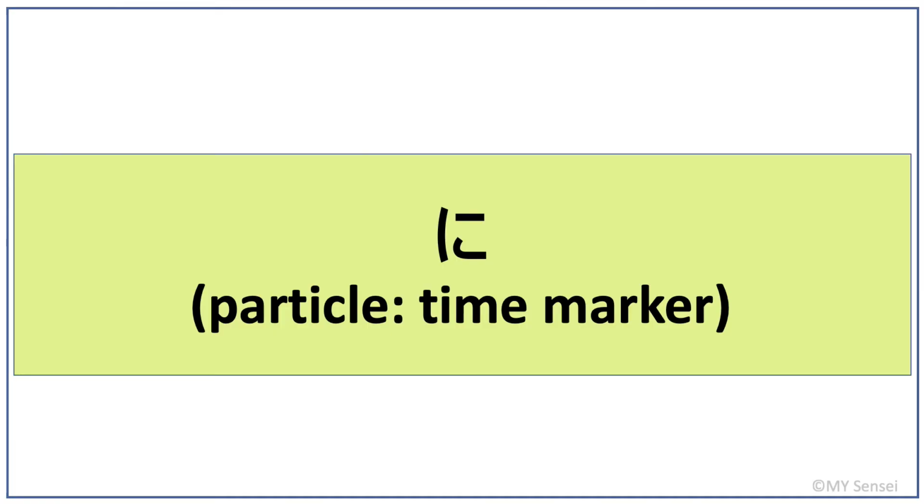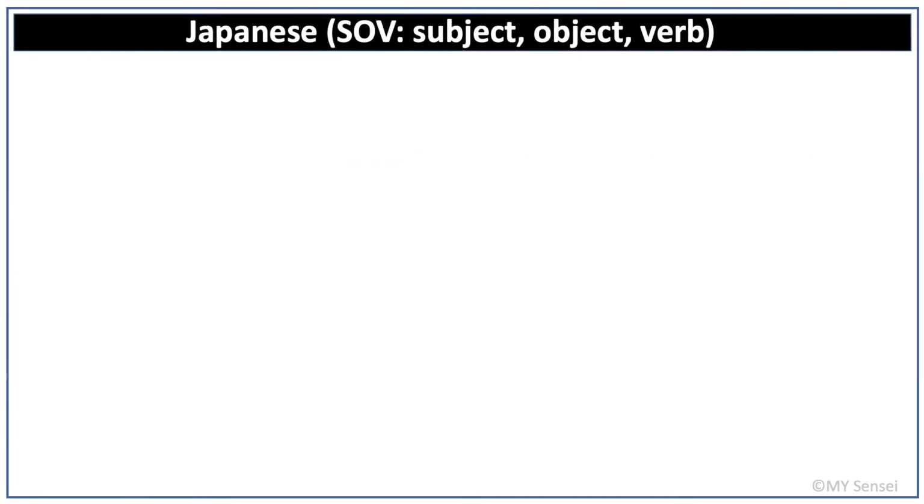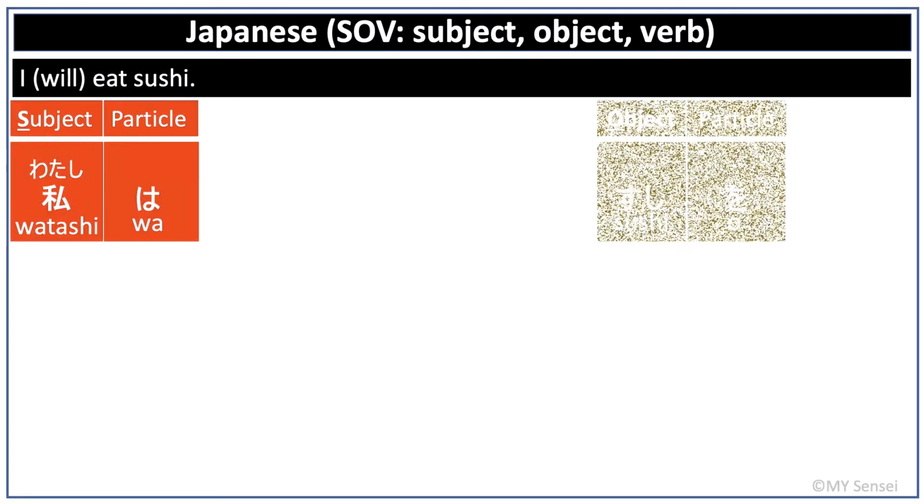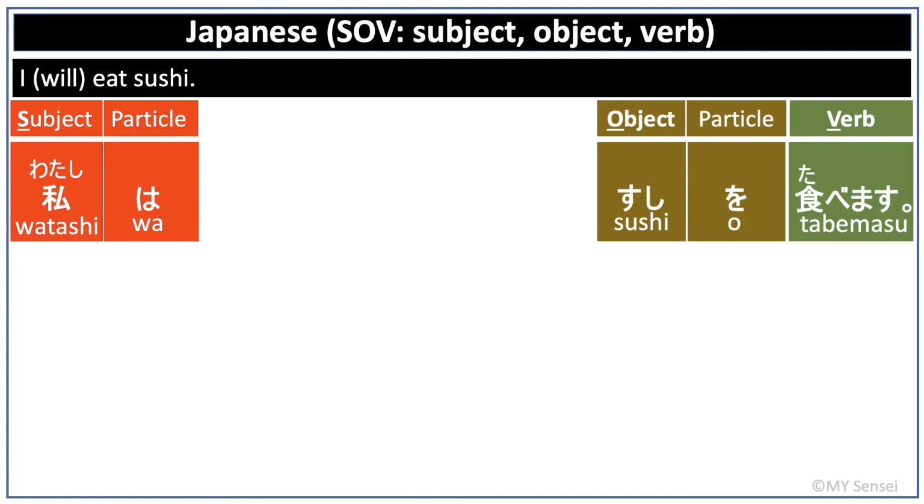In this video, you will learn how to use particle ni as a time marker. Japanese is an SOV language, meaning subject comes first and then the object and then the verb. I will eat sushi in Japanese is watashi wa sushi o tabemasu.